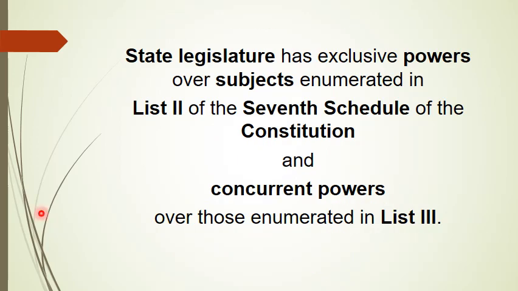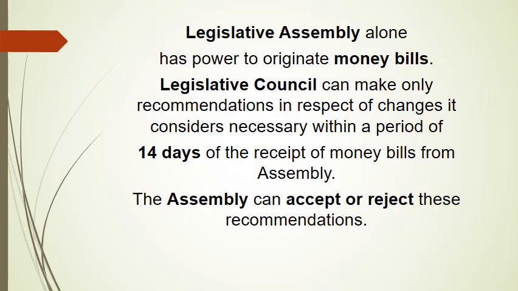The state legislature has exclusive powers over subjects enumerated in List 2 of the 7th Schedule of the Constitution and concurrent powers over those enumerated in List 3. A legislative assembly alone has power to originate money bills.